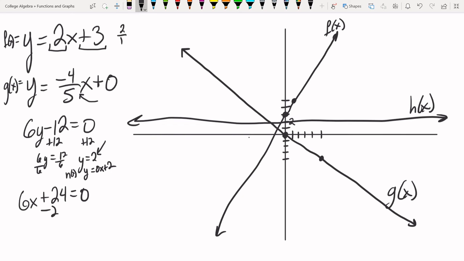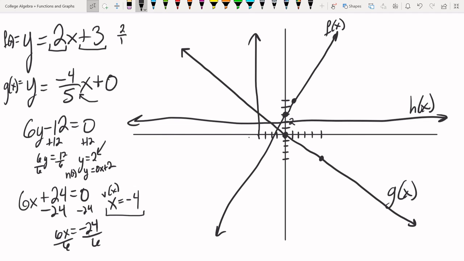Now for this last one, subtract 24. Divide by 6 and divide by 6. And that gives us x equal to -4. I'm going to call this v of x because this is a vertical line and it goes through -4. So we have 1, 2, 3, -4 is right there. And there is my v of x.